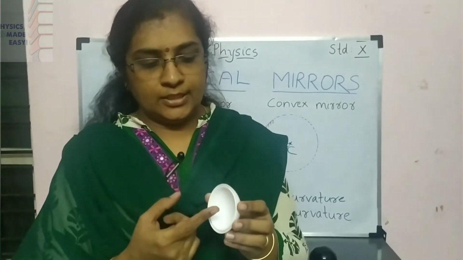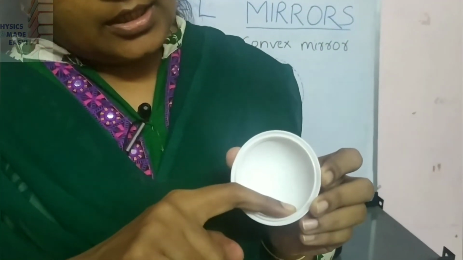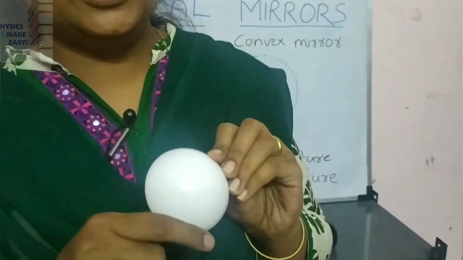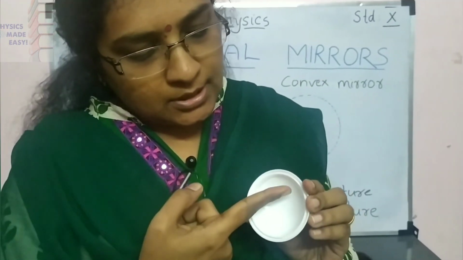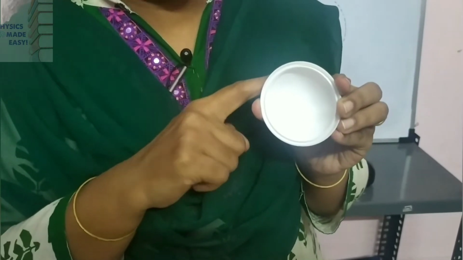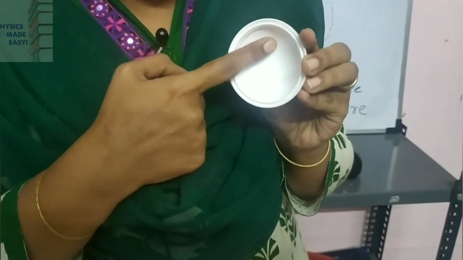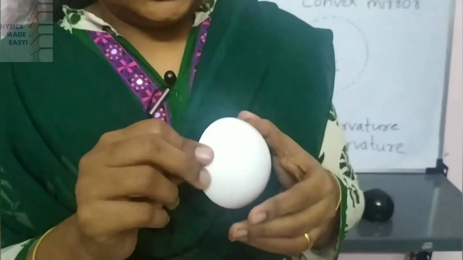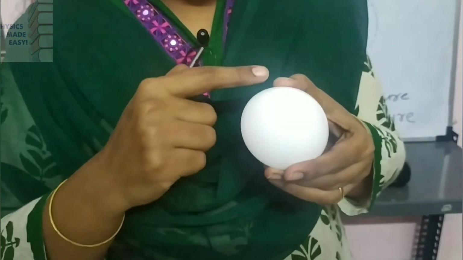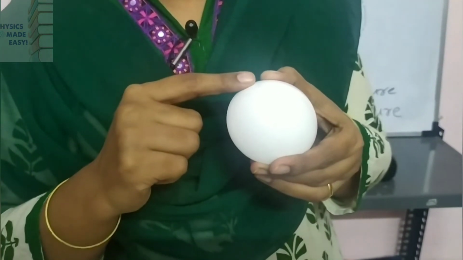Students, listen here. Here also you can see a curved surface which is curved inwards and another surface that is curved outwards, like your spoon. If this is the reflecting surface, you have to consider this as a mirror, and this reflecting surface which is curved inwards, we call a concave mirror. If the surface curved outwards is the polished, reflecting surface, we call this a convex mirror.